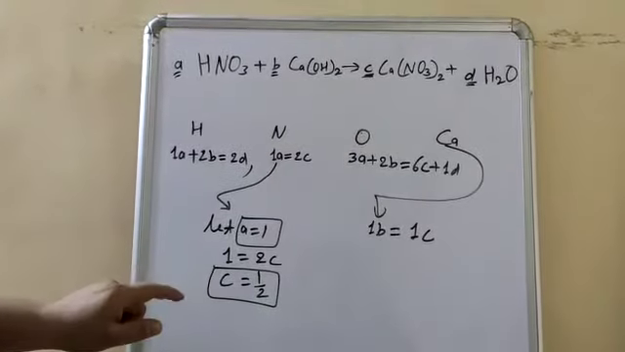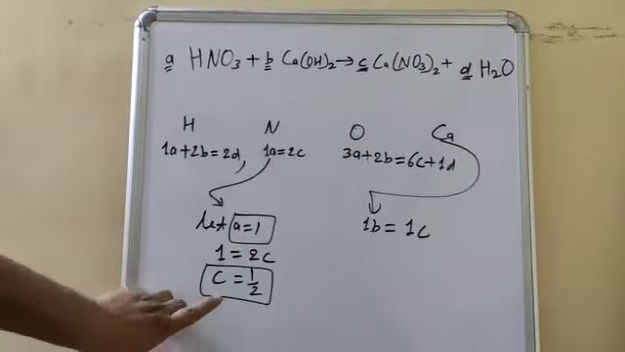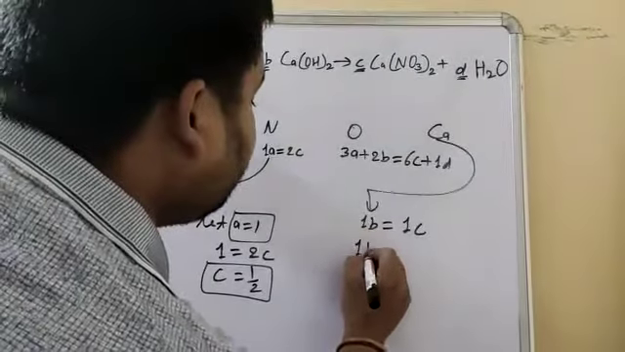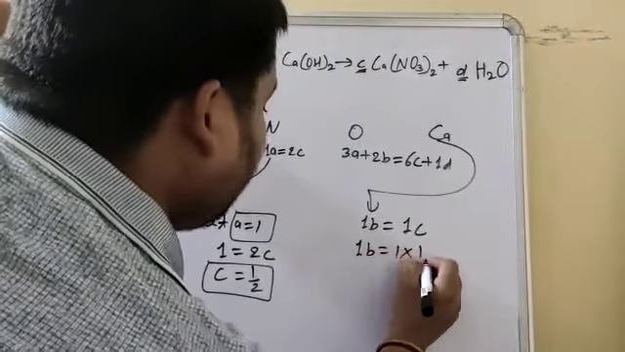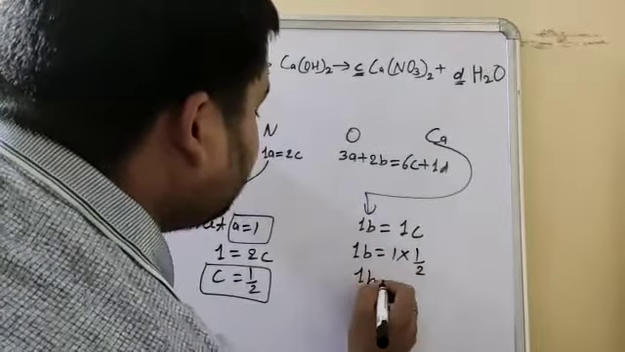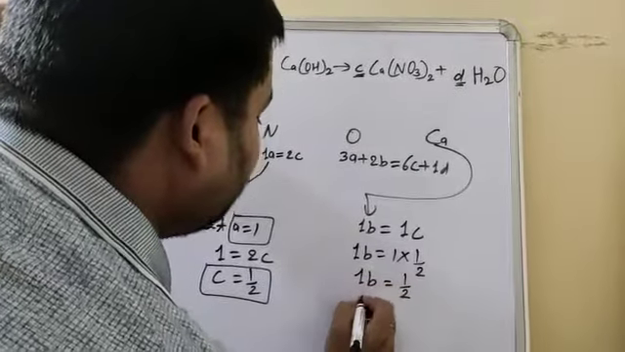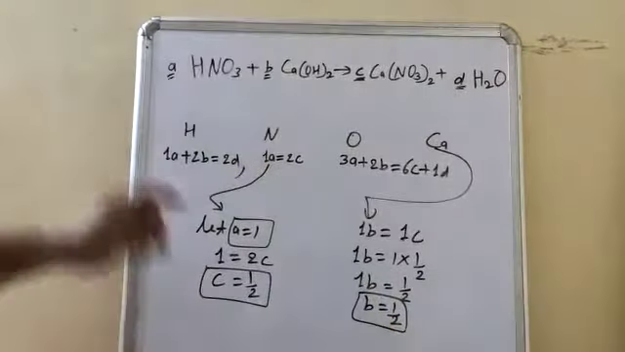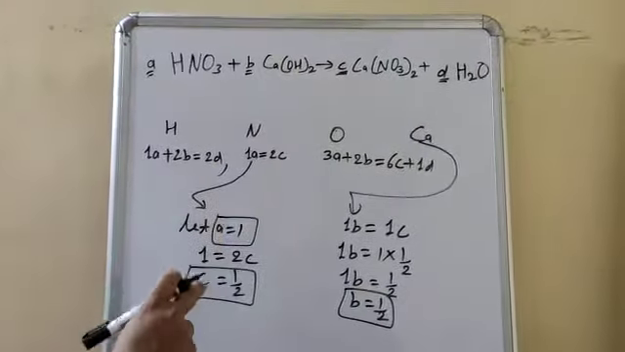Now put A and C in the equation. Just use C here and find B. So 1B is equal to 1 into half. So 1B is equal to half and B is equal to half. So you get B. So A, C and B.